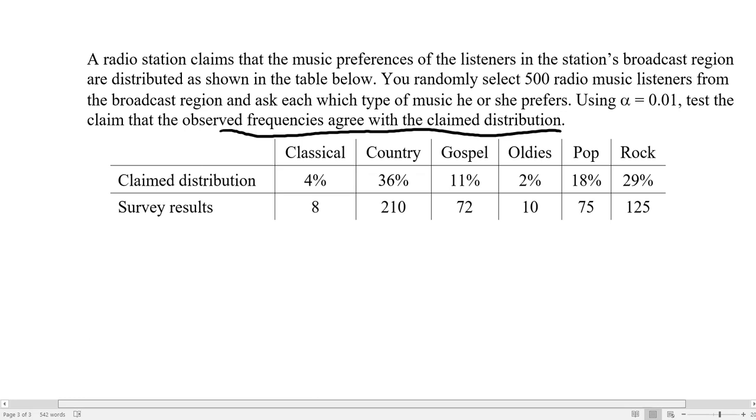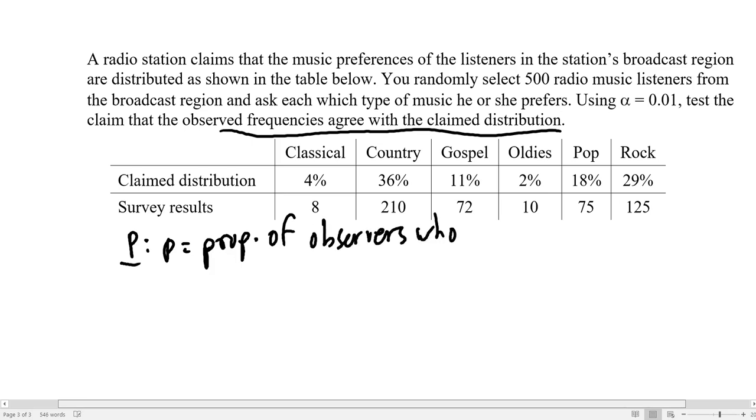Because they're not trying to say all of them are equal. They're saying that only 4% of the people they claim like classical, 36% like country, God help them, 11% like gospel, 2% like oldies. So when I set up my P, this is going to be the proportion of people, observers, who prefer, and you could list them all out, but we just say the different types of music.